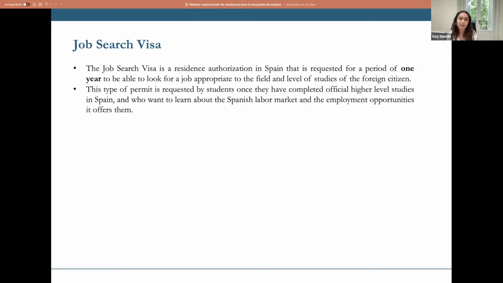So we can either apply with an official certificate stating the date of completion of the studies, or we can submit the diploma, which in any case is highly advisable to do. So basically the main objective of this type of permit is to actually introduce all of the students to the Spanish employment market. So that is the main reason that explains this permit.